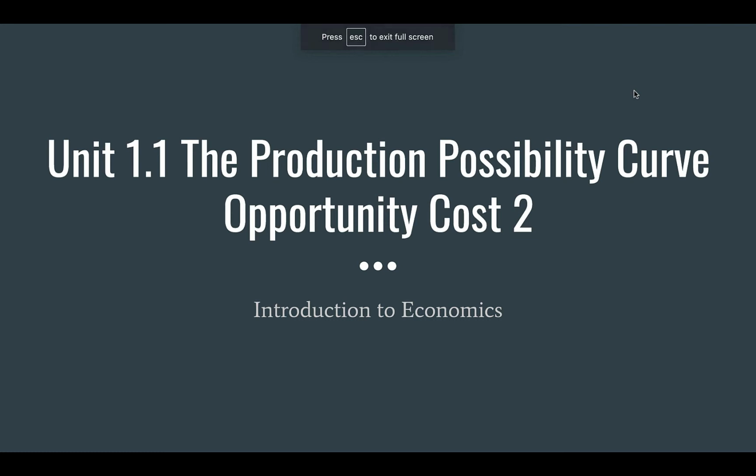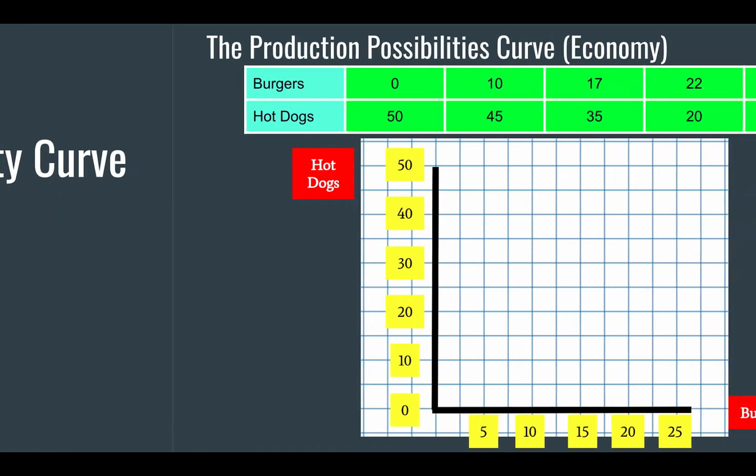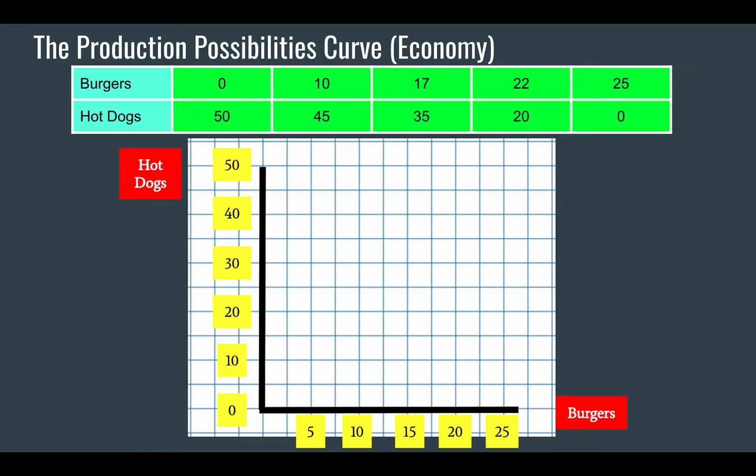Okay, and what we want to do in this video is continue on and essentially finish off our study of opportunity cost and how it relates to the production possibilities curve. So we've got these combinations here of burgers and hot dogs, and what we're going to do is trace or graph these onto this graph here. So the first one is 0 burgers and 50 hot dogs. I believe that goes there, okay?